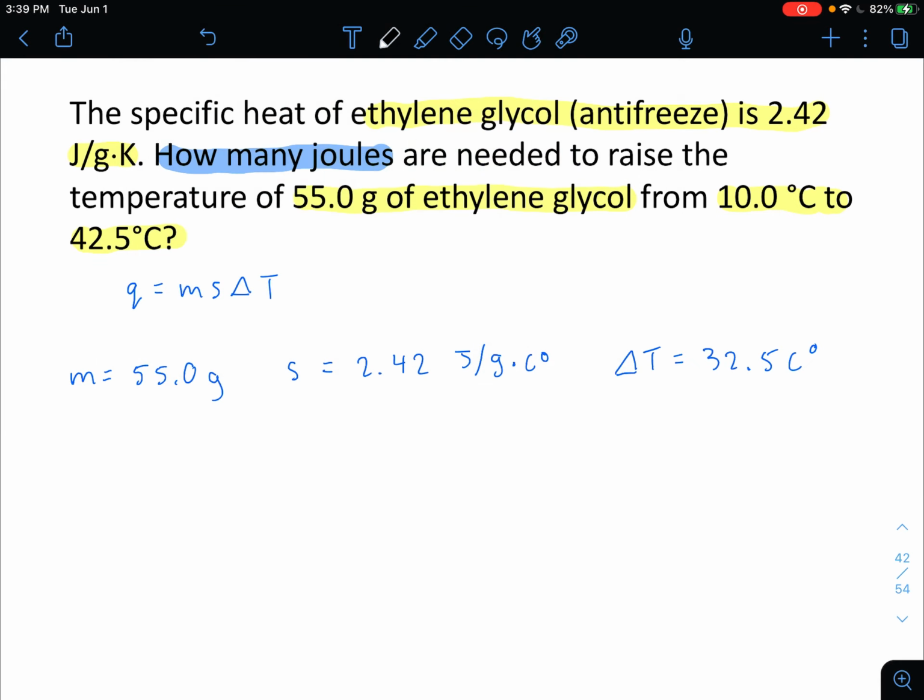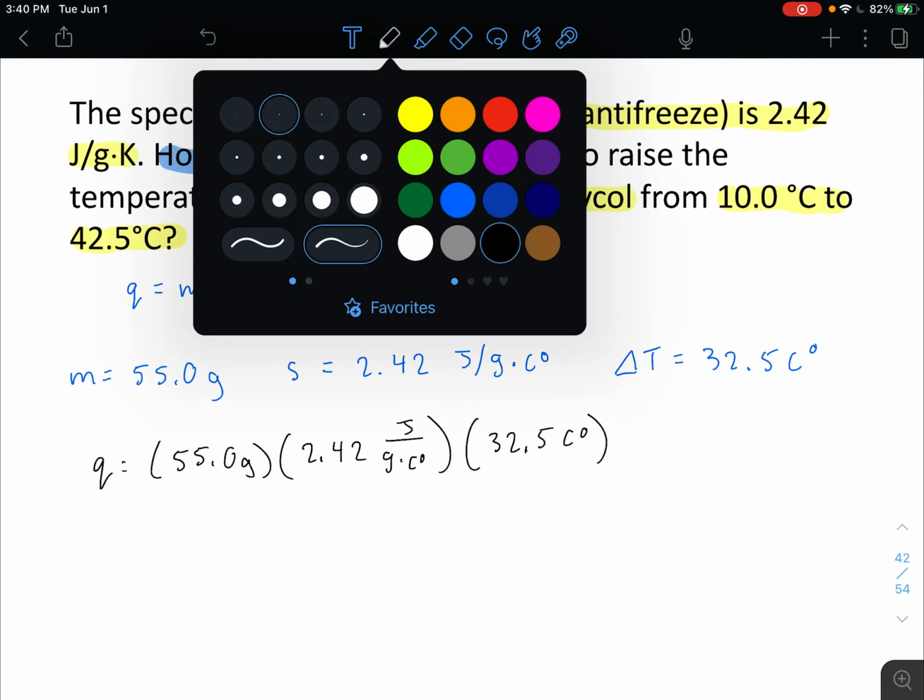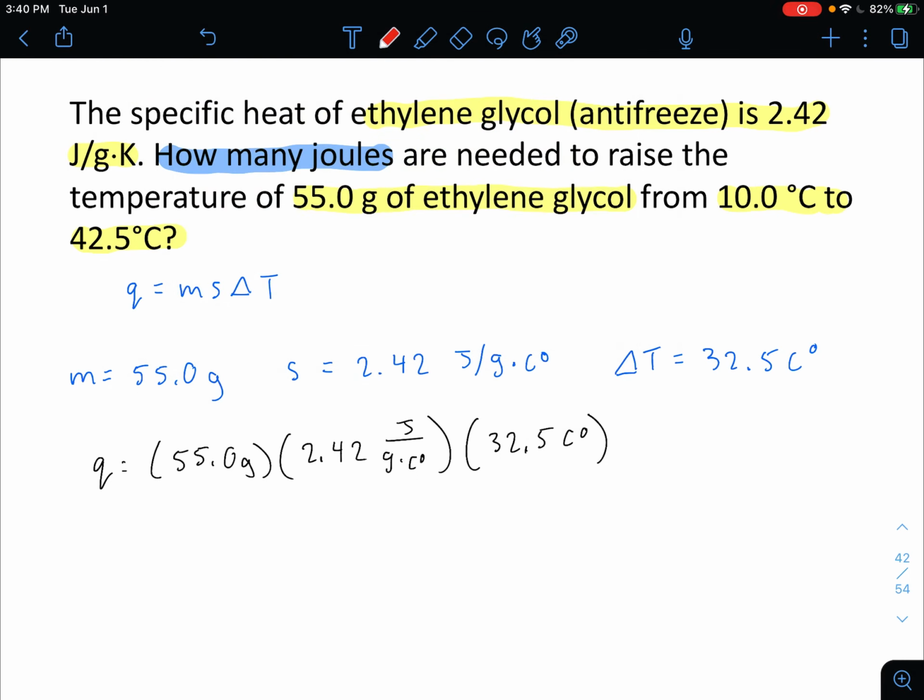Okay, so we're good to go here, it looks like, right? Q equals 55.0 grams times 2.42 joules per gram per Celsius degree times 32.5 Celsius degrees. So I made my units match up this time. It doesn't change the approach compared to the last time we did it, but now the grams in the numerator go with these grams in the denominator. Celsius degrees here goes with Celsius degrees, and then we get our answer. Everything has 3 significant figures and we're multiplying, so we'll keep 3 significant figures.